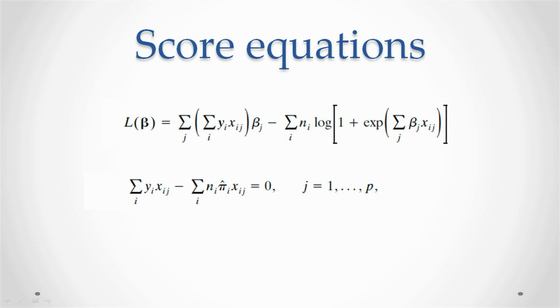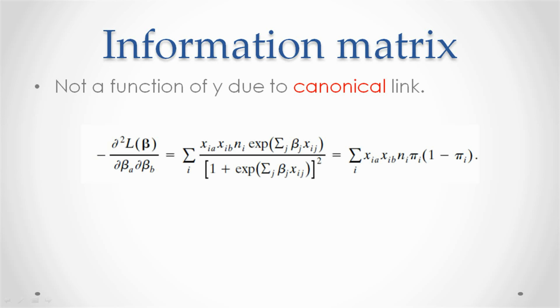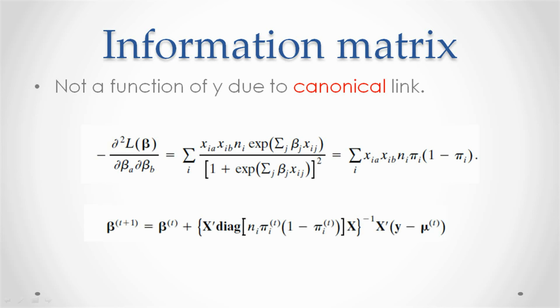The score equations here are no more complicated. Their log likelihood is given on the first line of this slide, and because this is the canonical link, the likelihood equations will simplify and in fact are given by summation over I of y_i x_ij minus summation over I of n_i pi I hat x_ij equal to 0 for j equal to 1 to p. The information matrix too will simplify, and note that the information matrix will not be a function of y because we have used the canonical link.